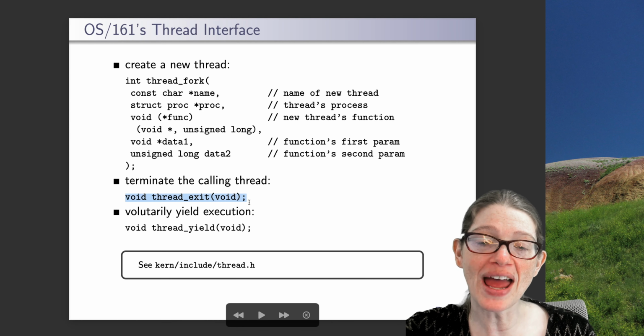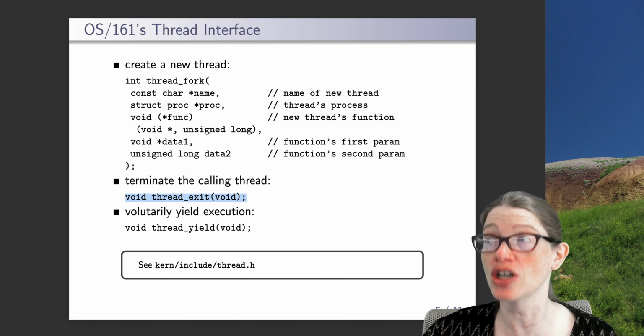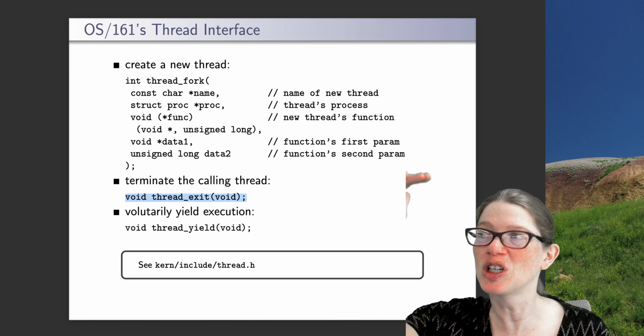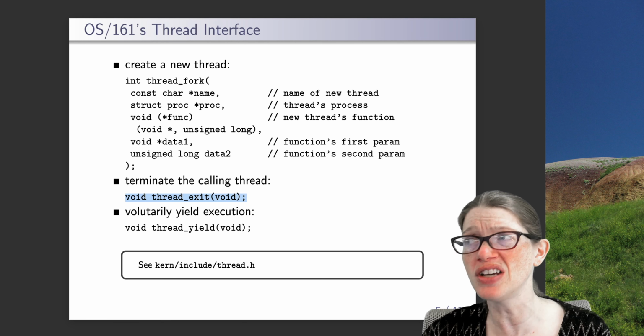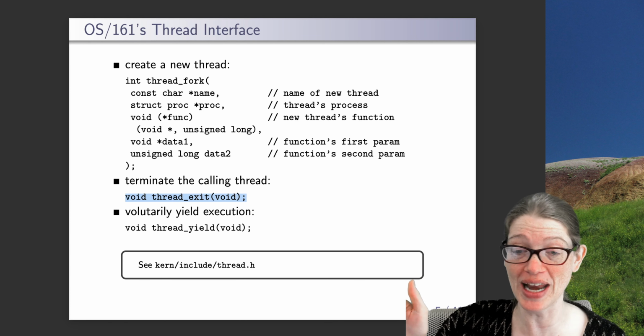Then we have thread exit. Now you don't explicitly need thread exit because a sequence of instructions for a thread is a function pointer, and when you reach the return of that function, it will terminate the thread. But let's suppose you've got some deep recursion and you don't want to pop it all off and you just want to kill the thread like that. Well, then you can call thread exit and just immediately terminate.